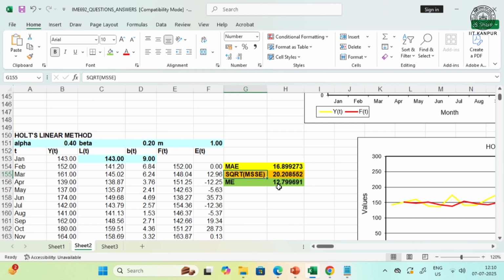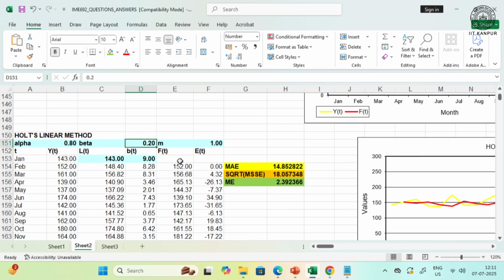So, these are the values: 16.89, 20.20, 12.79. So, if I consider the concept of comparing the models, for these values of alpha 0.4, beta 0.2, the values are this. Let me check if alpha 0.4 is changed to, say for example, 0.8. The value comes out to be 14.85 for mean absolute error, square root of the mean squared error comes to 18.5 and mean error comes to be 12.39.